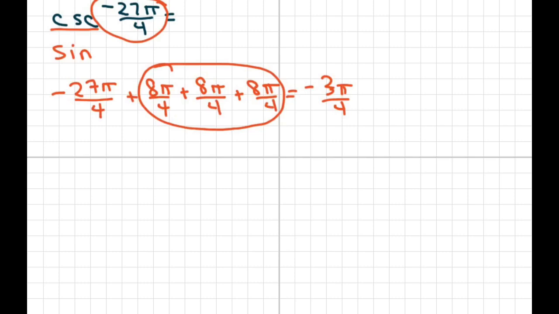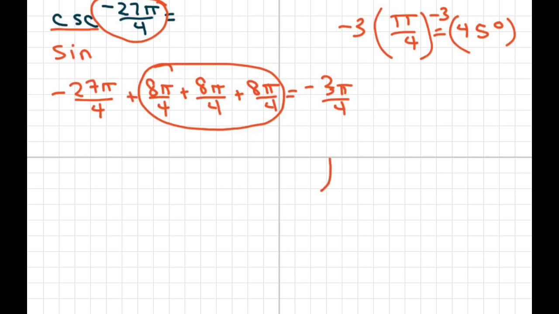If you want to draw negative 3 pi over 4, remember pi over 4 is 45 degrees. So we have negative 3 of these: there's 1, 2, 3. Remember, negative means go clockwise, so there we are. Or we could just add another 8 pi over 4, and that gives you 5 pi over 4. Again, we don't have to draw them, but I'm going to go ahead and draw my triangle.